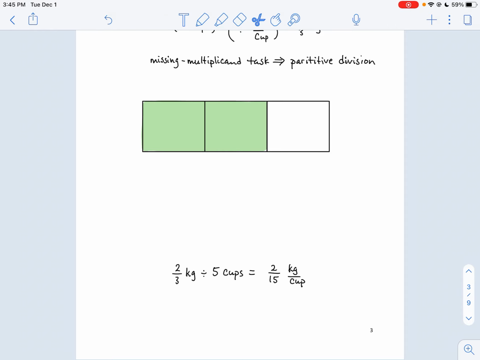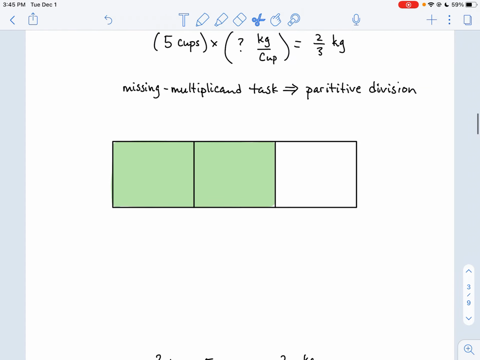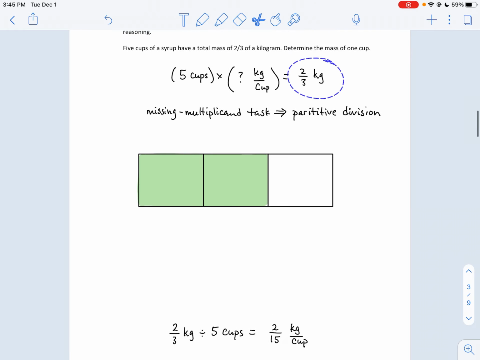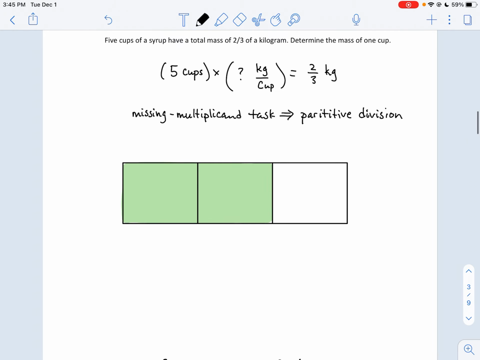Well, let's see if we can get a picture to justify that. And I began by drawing, there's lots of ways you could do this. Some people begin by drawing the 5 cups. They'll say, okay, let's go ahead and draw 5 cups and then figure out how to split 2/3 kilograms into these cups. I'm actually going to do this by drawing the 2/3 kilograms first. There's multiple ways you can do this. I'm just demonstrating one.